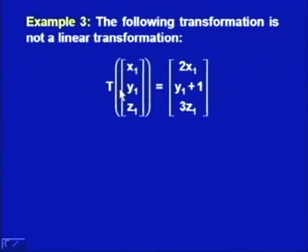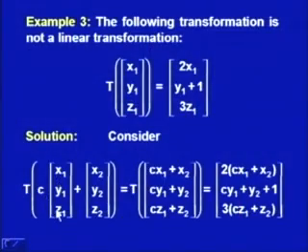Then in the next example, T of (x1, y1, z1) is equal to (2x1, y1 + 1, 3z1). So, the transformation from R3 to R3, this transformation is not a linear transformation. So, what we have to do is show that the linear property is not satisfied for this transformation. So, let us consider T applied on C times the first vector plus the second vector in the domain vector space. So, it is T of (Cx1 + x2, Cy1 + y2, Cz1 + z2) if I combine the two. Now, when T is operated on this vector, then according to this definition, the first component is 2 times this.